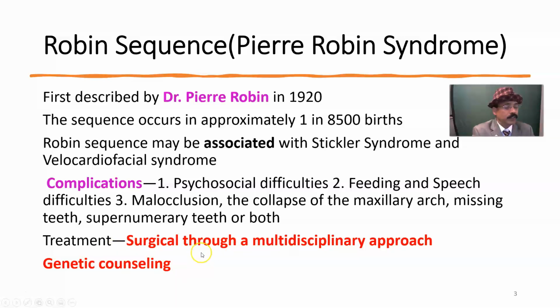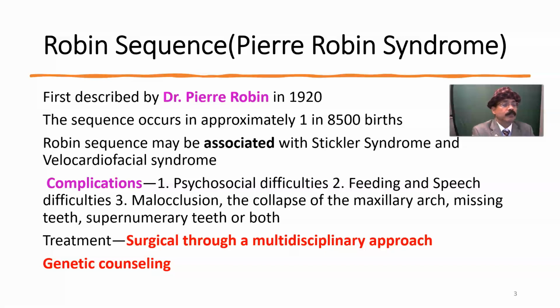Surgery is essential and should be done during infancy. There should be genetic counseling, because if one sibling has Robin sequence, another sibling may have a few percent more chance of getting Robin sequence than the general population. If a first degree relative has Robin sequence, the children should have more chance of getting Robin sequence.